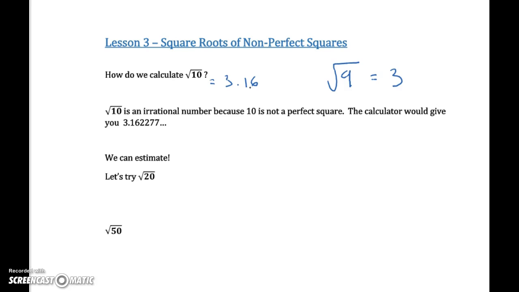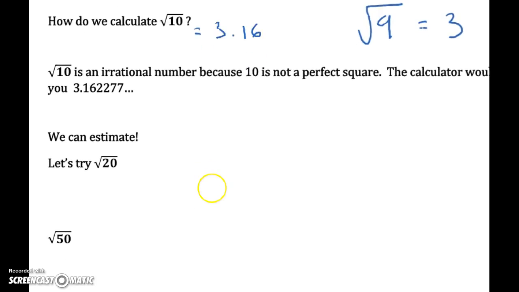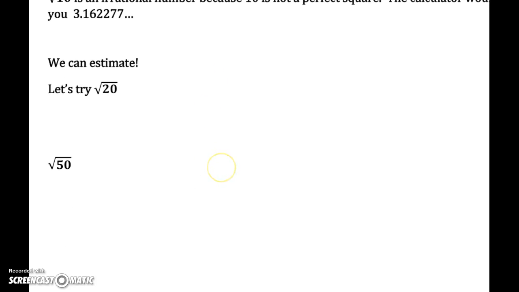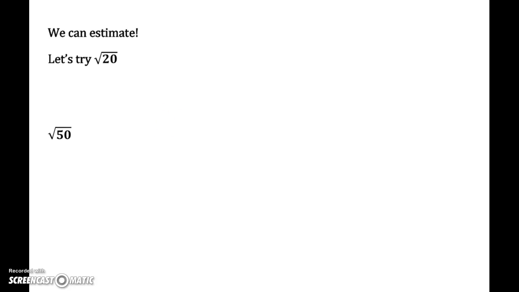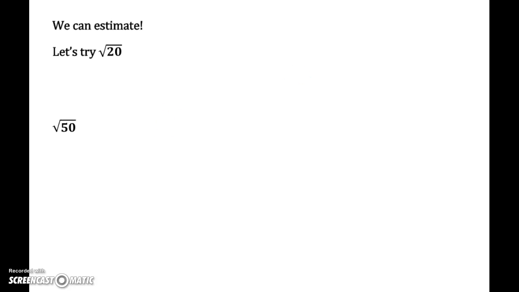But again, how can we do this without a calculator? Well, the best we can do is estimate, and so let's give that a try. So let's try the square root of 20 here. A good strategy here is to take the two closest perfect squares to 20. Let me write 20 here, and then a higher perfect square than 20 would be 25, and that's 5 squared. And on the lower side of 20, 16 would be the perfect square on that side.